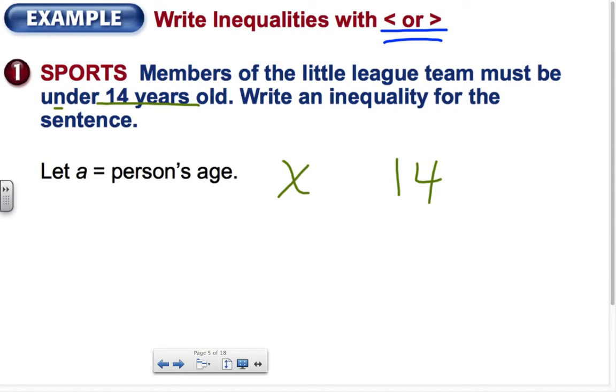Can you be 14 years old to play on this team? Can you be older, or do you have to be younger? Hopefully, you have to be under 14. So it's less than. So can you be 14 and play? No, because 14 does not make that X true. If you plugged in 14 for X, 14 is not less than 14. But if you were 13 years old, are you under 14 years old? Absolutely, that would make it true.